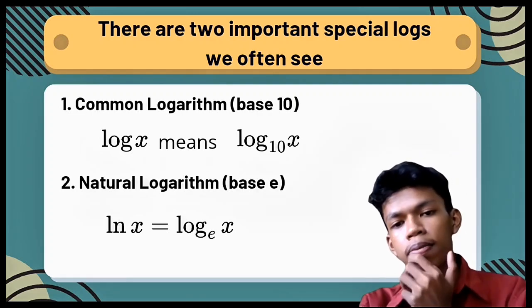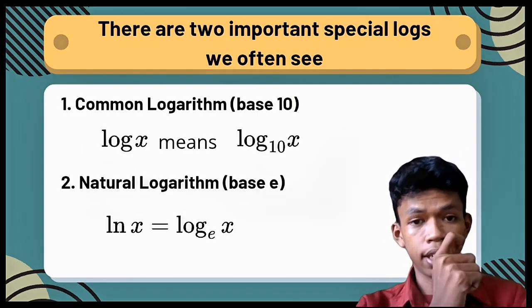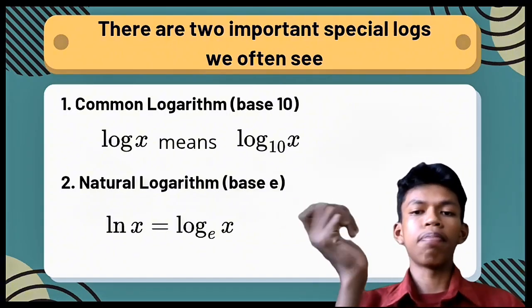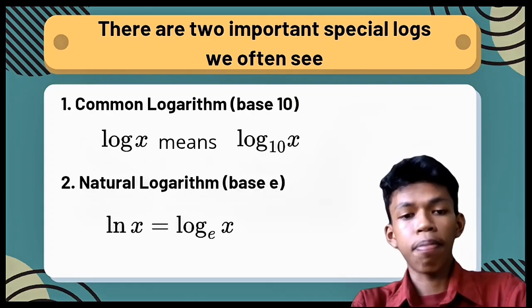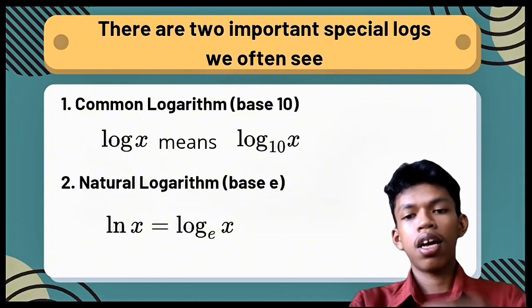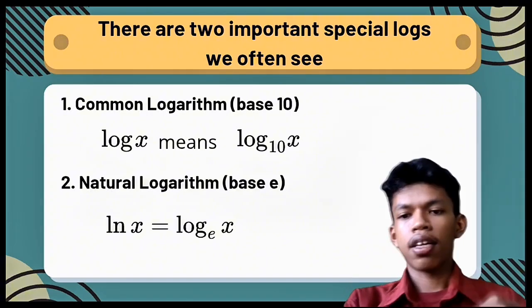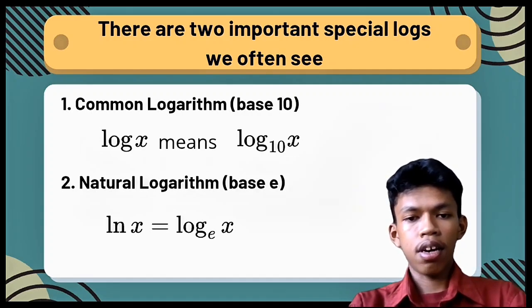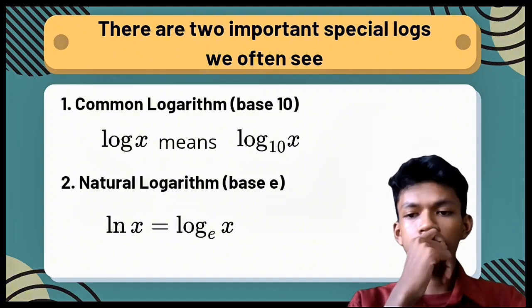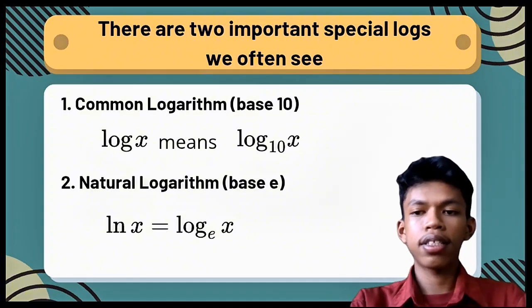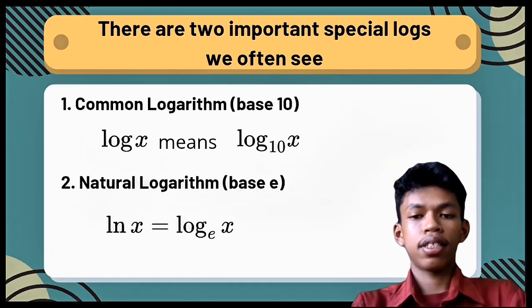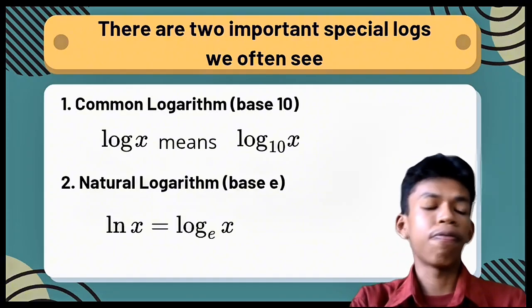Number one, common logarithm, base 10. When you see log x without any base written, it usually means base 10. This kind of log is used in a lot of applications, like sound intensity, earthquake measurements using the Richter scale, and pH levels in chemistry. Many scientific formulas use base 10 because it's easy and familiar.